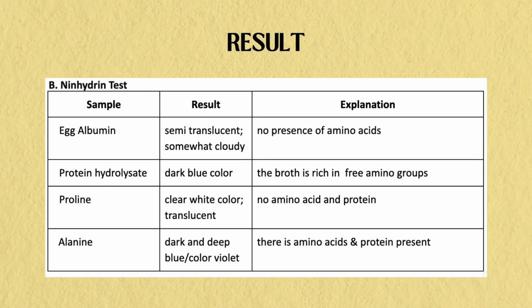Ninhydrin test results. Egg albumin, semi-translucent, somewhat cloudy, no presence of amino acids. Protein hydrolysate, dark blue color, the broth is rich in free amino groups. Proline, clear white color, translucent, no amino acid and protein. Alanine, dark and deep blue-violet color, there are amino acids and protein present.